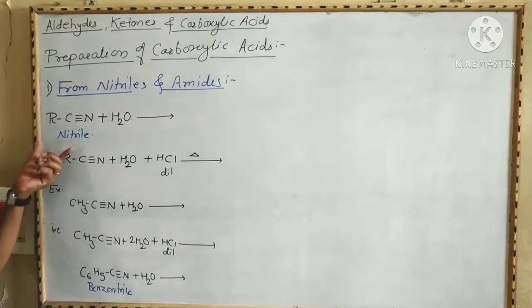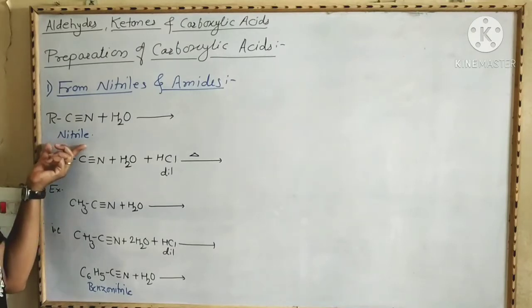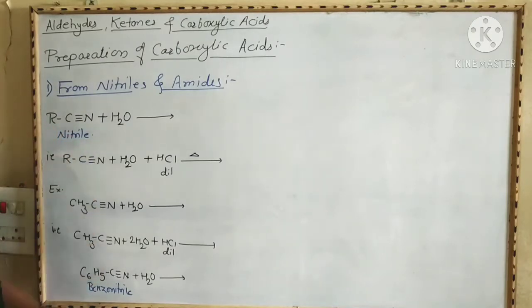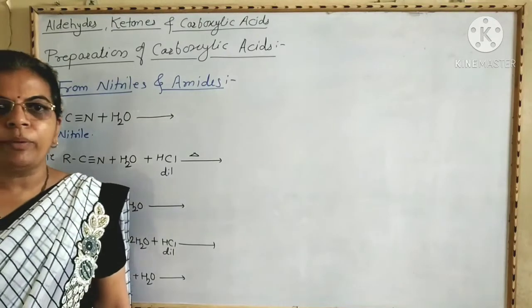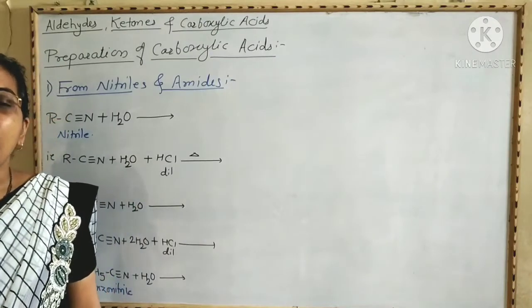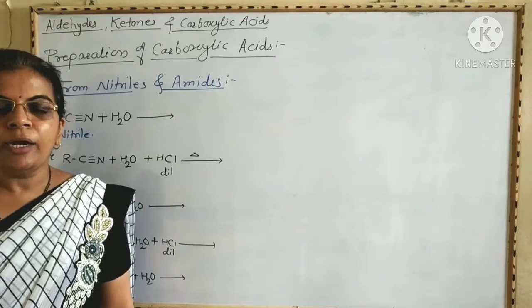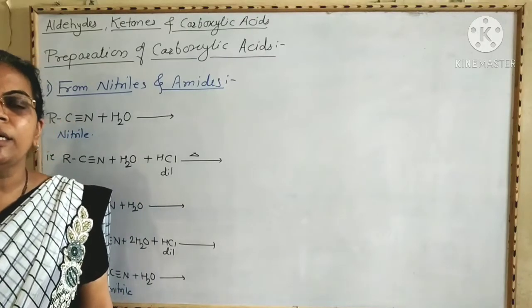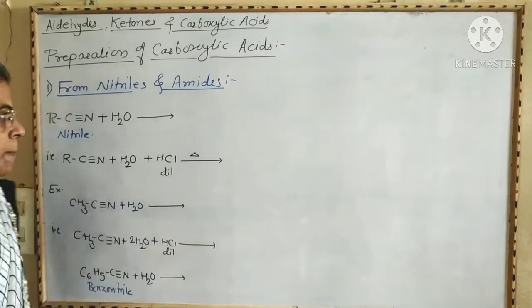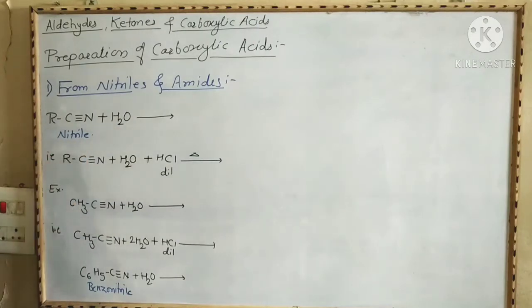Here, when an alkane nitrile undergoes acid hydrolysis, it gives the corresponding carboxylic acid. First, formation of amide takes place, and this amide then undergoes hydrolysis in presence of a mineral acid like hydrochloric acid or sulfuric acid to give carboxylic acid. Now we are going to see the first general reaction.